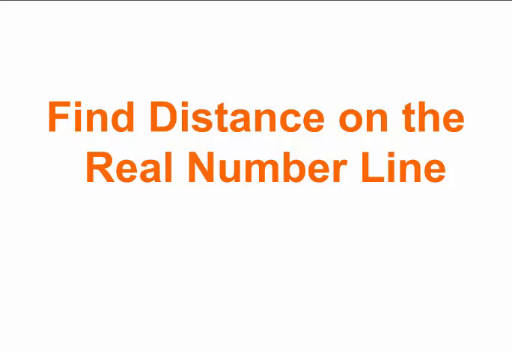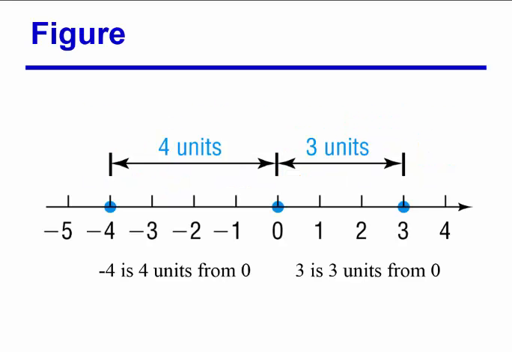Then the next thing is we're going to find distance on the real number line. So here we have negative 4 is 4 units from 0, and 3 is 3 units from 0.